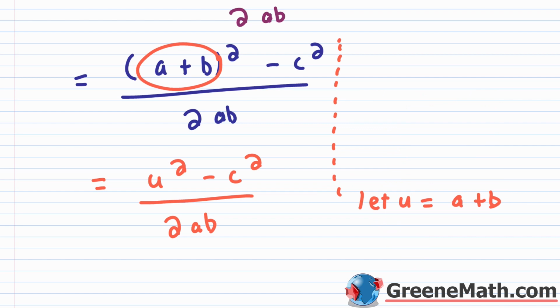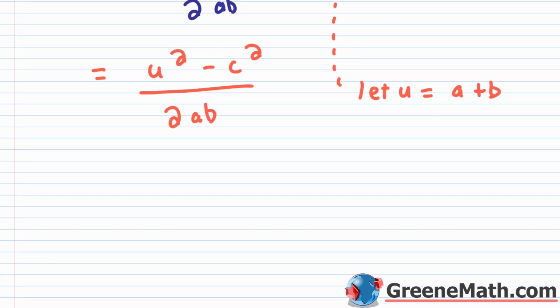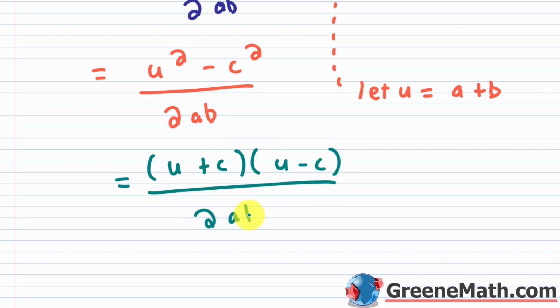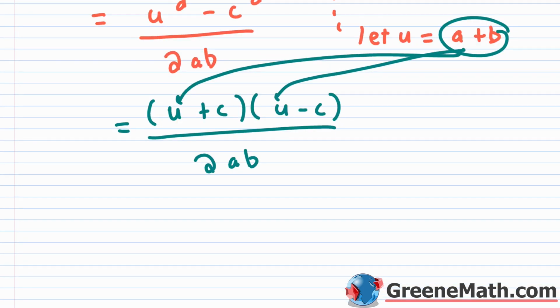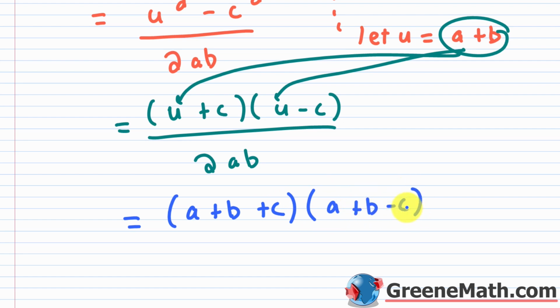We can remember that u is a plus b. Let's come down here, and then I'm going to say that this is equal to, I'm going to factor this. Again, this would be u plus c, and then times u minus c, and this is over 2ab. So again, u is equal to a plus b, so just plug that in there and plug that in there, and you'll be done. So this is going to be a plus b, and then plus c, and then times, you're going to have this quantity a plus b, and then minus c. This is all over 2ab.